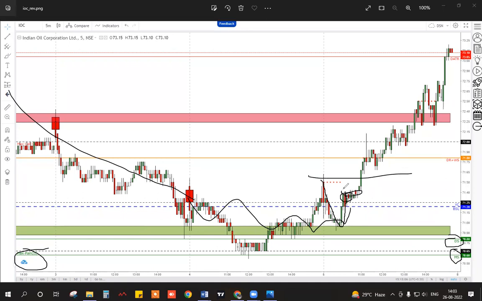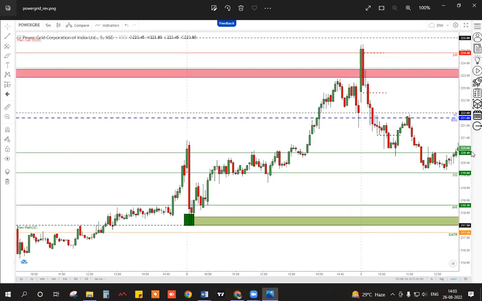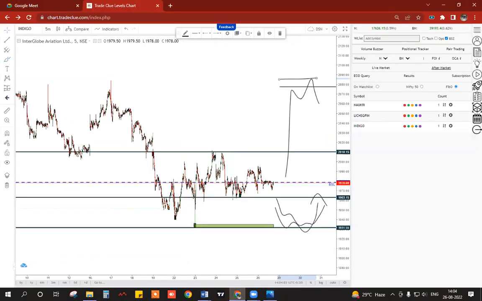Even if you enter in this small range zone, you can keep your SL either here, and then see, follow up buying has happened. So likewise, I need to plan those stocks which are sustaining above the green zone. So reversal is also simple, breakout is also simple, just that we need to understand when to follow which trade, and we need to wait for an execution pattern wherever necessary.